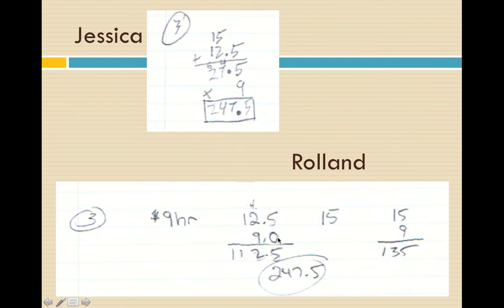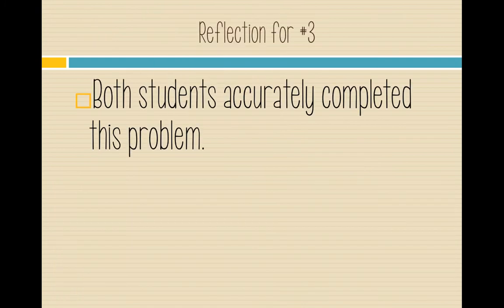And then Roland here, the adult student, he did it in a couple more steps. He multiplied first 12.5 times 9 and then 15 times 9 and then added those together and got the answer of 247.5. So again, both students came to the same answer, but they just solved it differently. Both students accurately completed this problem.